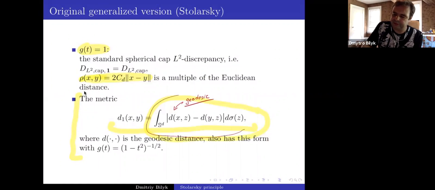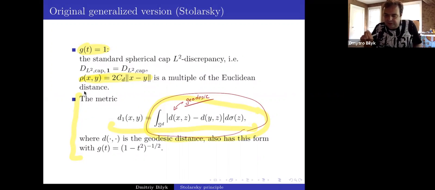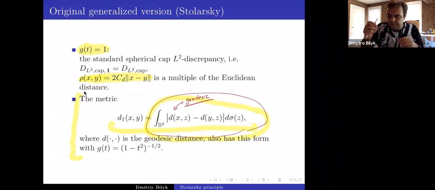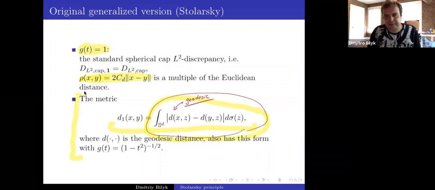So for different functions G, you get a distance of this type, and these distances arise very naturally. If you make the Stolarsky-like computations, you get these distances where you integrate. So you take the difference of distances from a given point to two given points, and you average over all of the points in your space.